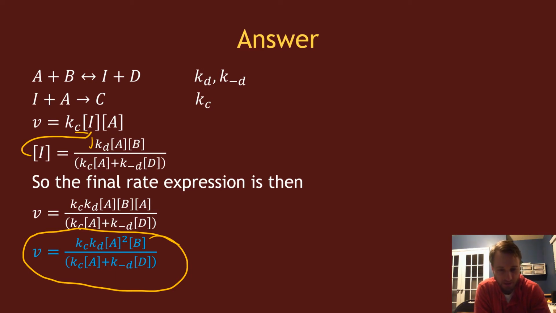We see here it's second order in A, sort of. It depends on whether or not KcA is much greater than K minus D D. It's first order in B, and it will depend on D. For large enough product D, this will be second order in A, but for the initial rate, when there's no D, this will actually appear first order in A.